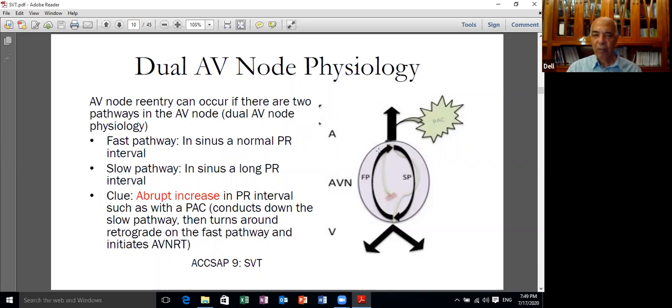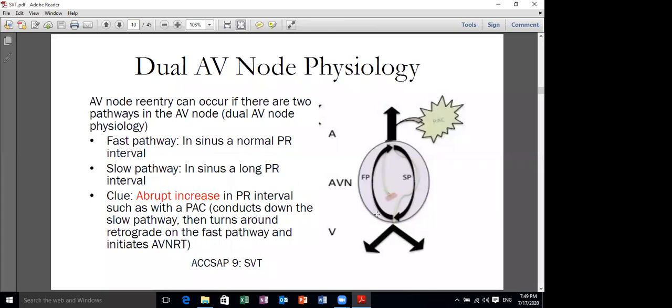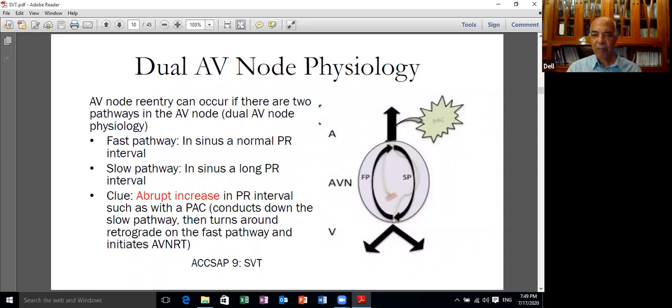So the fast pathway has a lot of sodium channels, so it's fast conducting, has a prolonged QT interval or prolonged refractory period, prolonged action potential, and as a result of that, under normal circumstances, the impulse comes from the atrium, conducts through the fast pathway, and reaches the ventricle. But if the fast pathway cannot conduct the impulse because it is premature and because of its long refractory period, it blocks the premature beat, then the premature beat will conduct through the slow pathway.